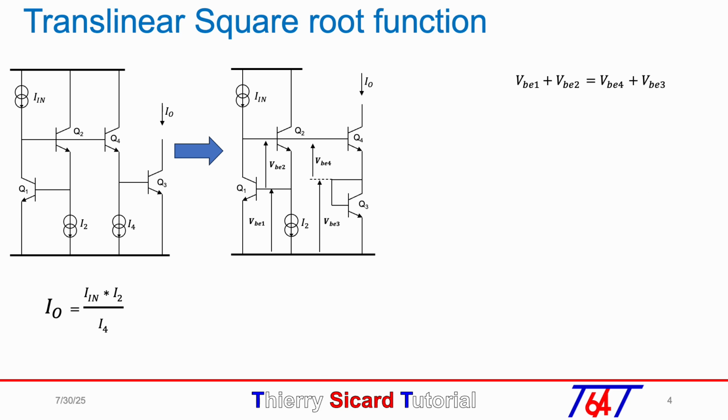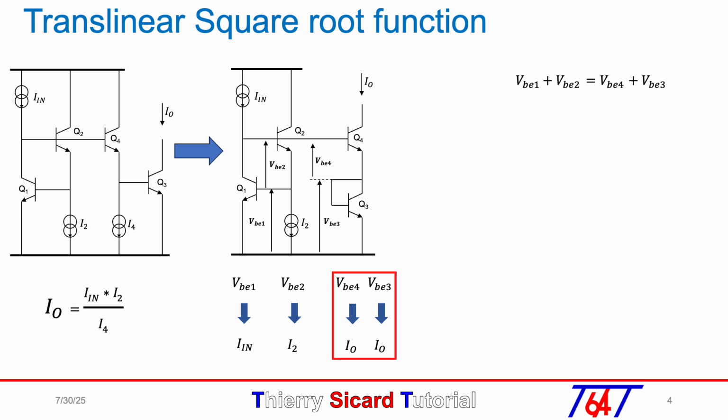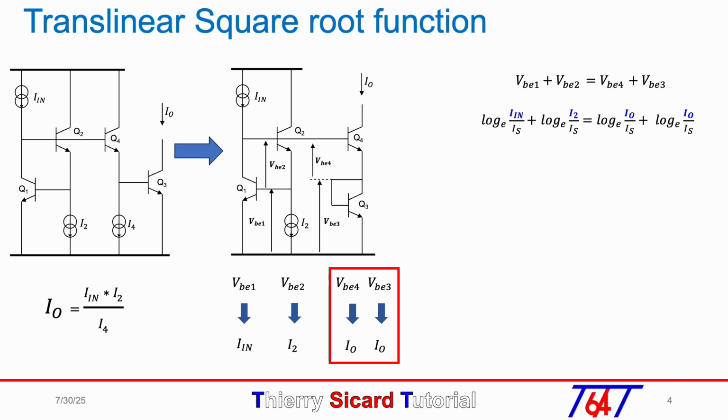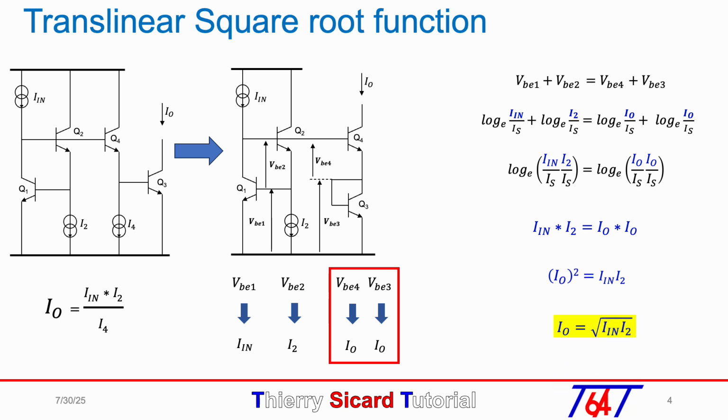We now see that VBE1 is biased by I in, VBE2 is biased by I2, and VBE4 and 3 are biased by I out. We now replace each VBE with the expression for its own collector current. Since log of A plus log of B equals log of AB, we obtain the expression I in times I2 equal I out times I out. Then I out squared equals I in times I2, and then I out equals the square root of I in times I2.